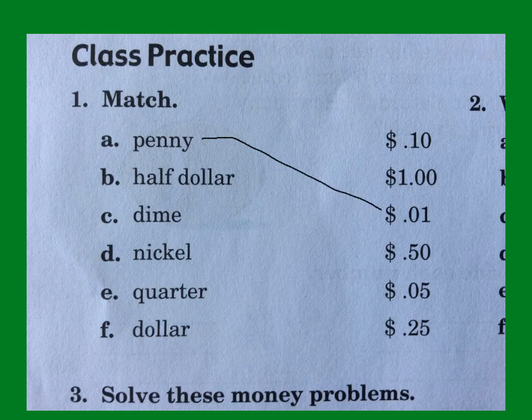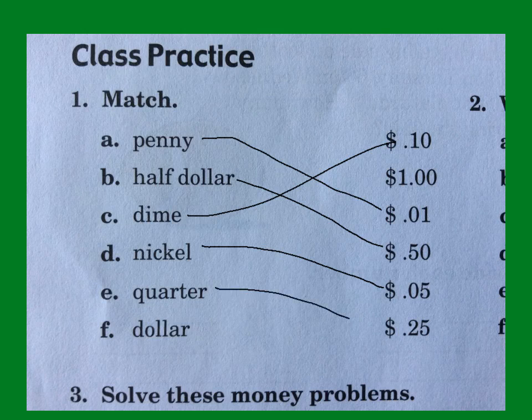B, a half dollar, is worth 50 cents. So we'll draw a line from the half dollar to the 50 cents. A dime is worth 10 cents. So we need to draw a line from where it says dime to 10 cents. A nickel is worth 5 cents. So we'll draw a line from the nickel to where it says 5 cents. Quarter is worth 25 cents. So we'll draw a line from quarter to 25.